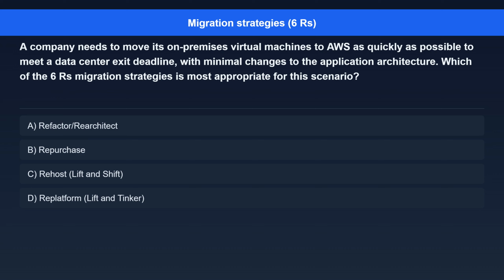Question 4. A company needs to move its on-premises virtual machines to AWS as quickly as possible to meet a data center exit deadline, with minimal changes to the application architecture. Which of the 6 Rs migration strategies is most appropriate for this scenario? Option A. Refactor/re-architect. Option B. Repurchase. Option C. Rehost, lift and shift. Option D. Replatform, lift and tinker.